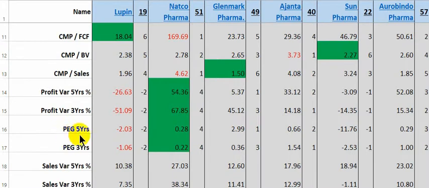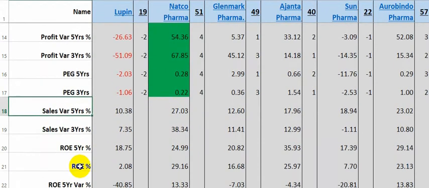So in terms of PEG for both 5 years and 3 years, Natco Pharma has done the best at 0.28 and 0.22, which signifies that the company has a high growth rate in profit, as well as the price earning multiple we are paying is the least. Whereas Lupin's PEG has become negative, which signifies that there is a fall in profit, but also the price earning multiple is very high.